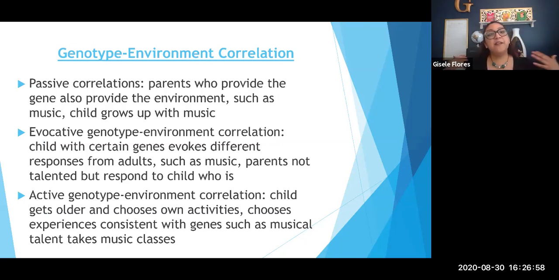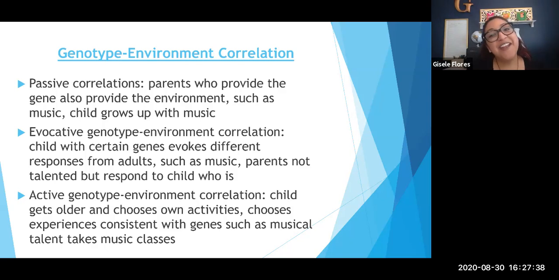So, genotype environment correlation. These are more ways that the biology and the environment interact in order to express different genetic phenotypes and genotypes. Okay, so passive correlation. Let's say there's a family that's really into music. They love music, there's music playing all the time in their home, they have instruments everywhere, everyone plays an instrument when they gather as a family, it's music time, music is just embedded in their world.